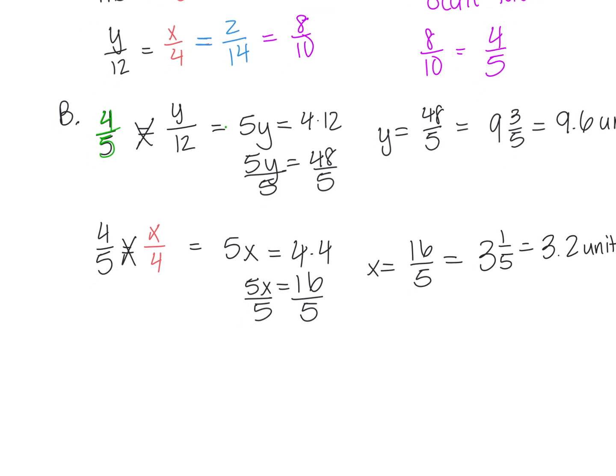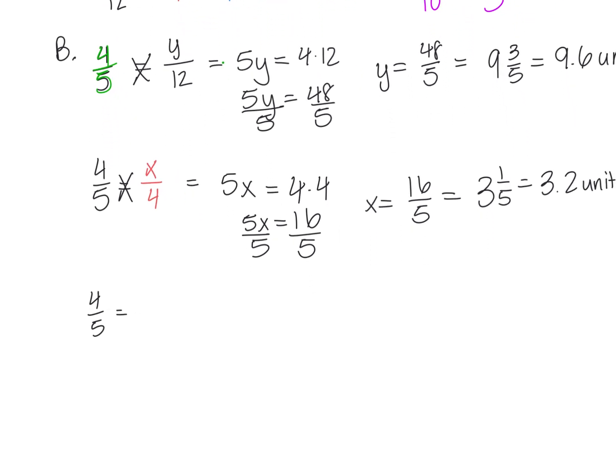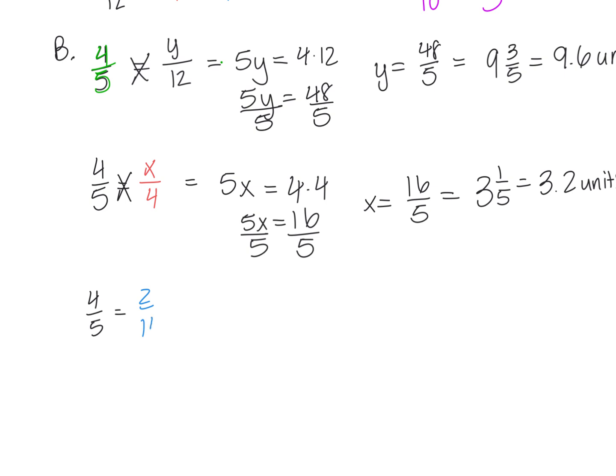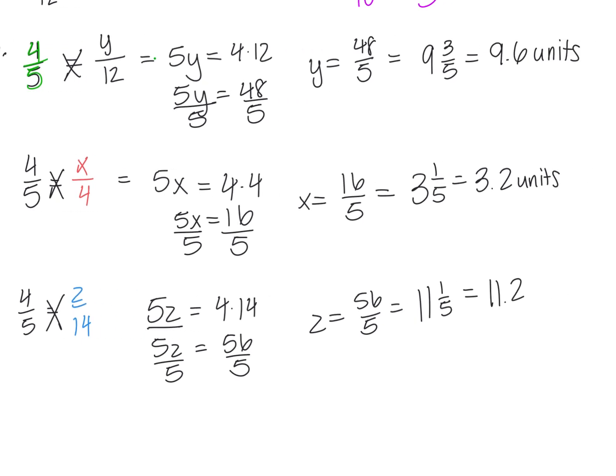Okay, so I found y, I found x, now I have to find z. 4 over 5 is equal to, what's z? Z over 14. Okay, and then I have 5z is equal to 4 times 14. Multiply. Divide both sides by 5. Z equals 56 over 5. 11 1/5. Or 11.2 units.